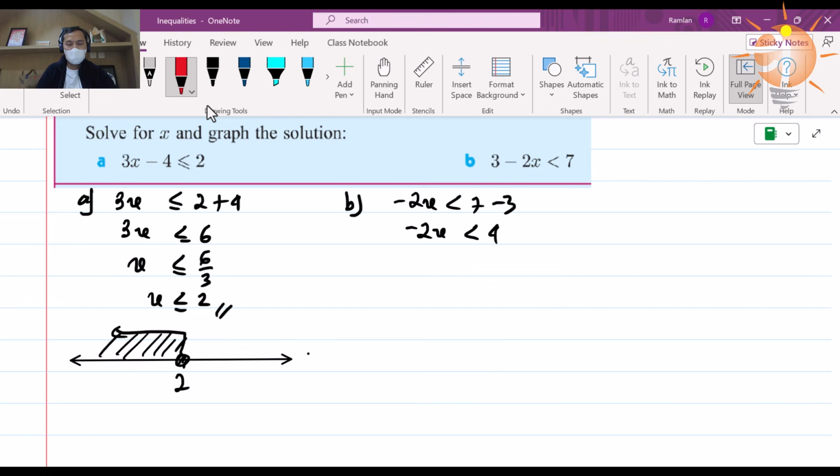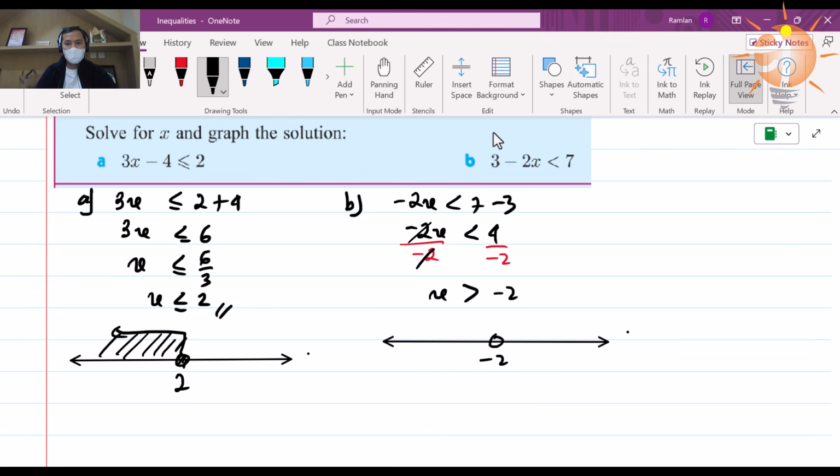So the complete process should be like this: you divide this by negative 2, and you divide this also by negative 2. But remember that when you multiply or divide with a negative number, the sign changes. So you can cancel these two and get x, and this one is just negative 2, but the sign changes direction. When you want to draw the line graph, it comes from negative 2, you don't shade it, and then you go to the right.